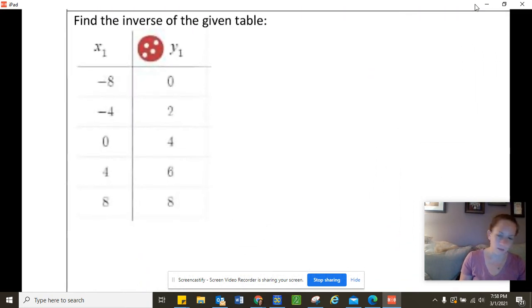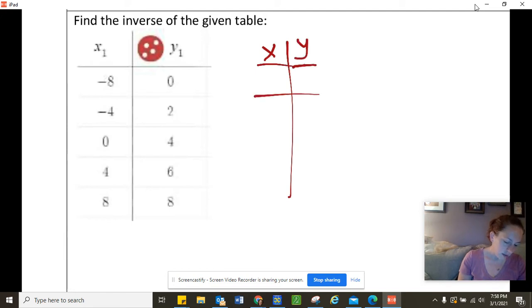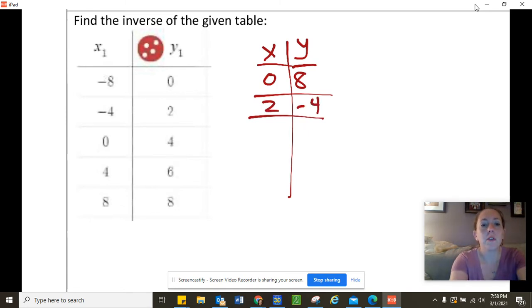Anyway, with a table, it is essentially the same thing. You just have to make sure that in the table, the right pairs stay matched together. They're just on opposite sides. So for this one, for the inverse, the first point will be 0, 8, 2, negative 4, because I'm just swapping them. I'm just swapping out the x's for the y's and the y's for the x's.